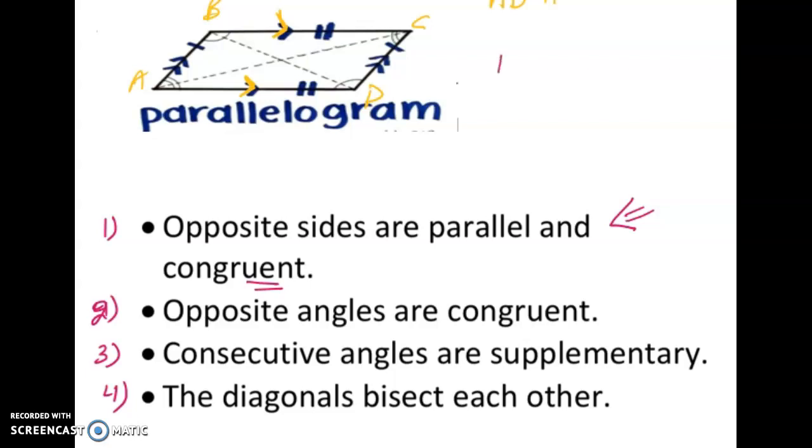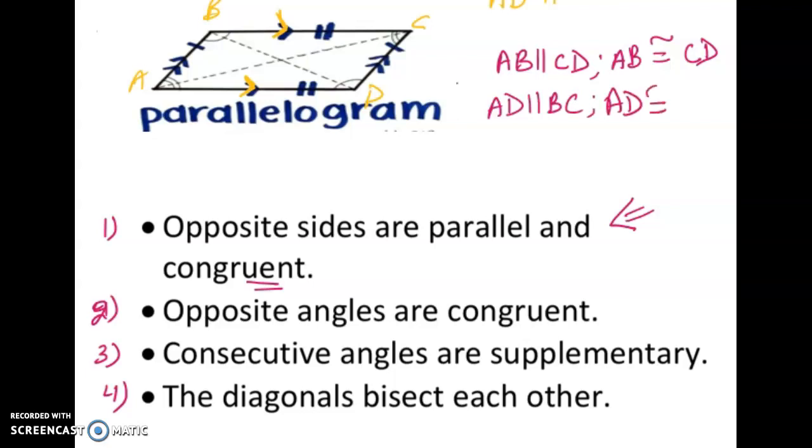So I said that AB is parallel to CD. Also, AB is congruent to CD. Same thing will apply with the other opposite segment, that is AD. So AD is parallel to BC and AD is also congruent to BC. So that is the first property.